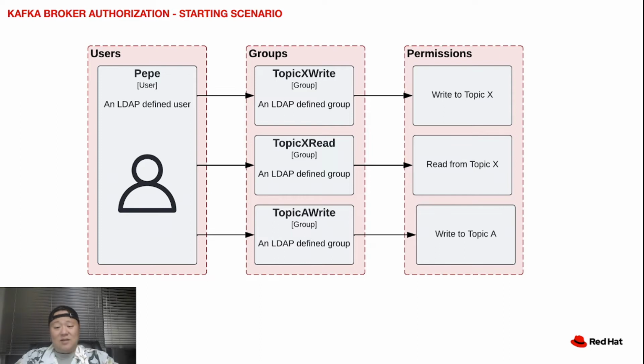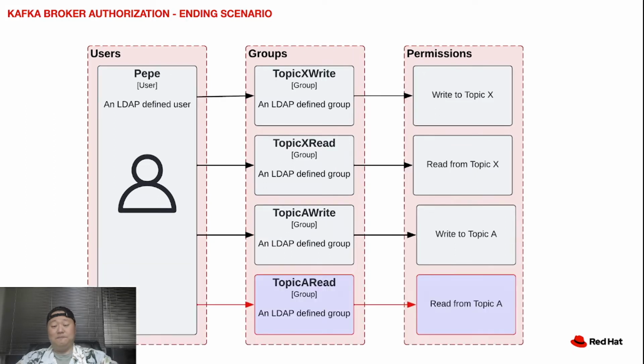So let's take a look at the starting point of what we've got for a specific user. We'll call this user Peppy. Peppy is a member of the following groups, which are also tied to resources and policies that have specific permissions. Now, for the sake of simplicity, the group to permission naming scheme has been purposely made self-explanatory. And so we see that Peppy can read and write topics that start with the letter X, but can only write to topics that start with the letter A.